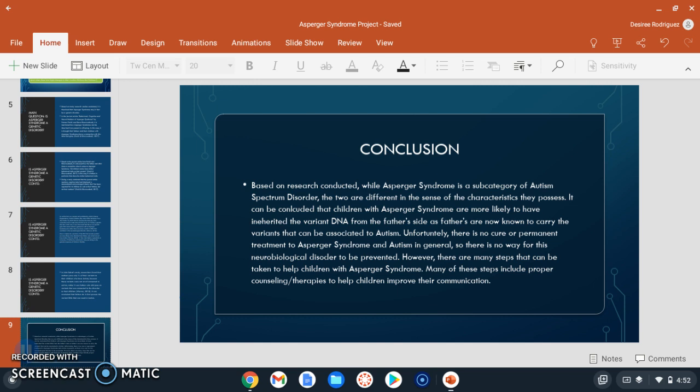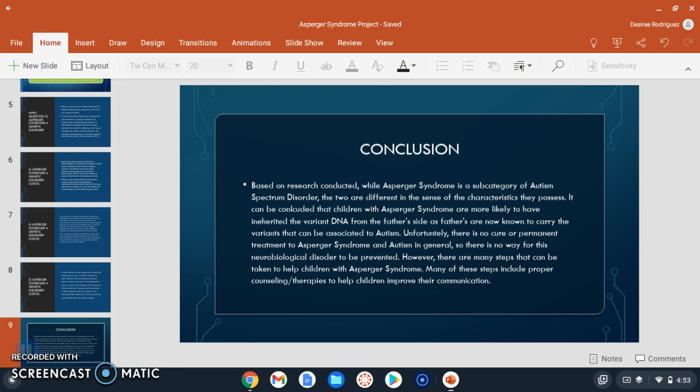Based on research conducted, while Asperger's syndrome is a subcategory of autism spectrum disorder, the two are different in the sense of characteristics they possess. It can be concluded that children with Asperger's syndrome are more likely to have inherited the variant DNA from the father's side, as the father is now known to carry the variants that can be associated with autism.